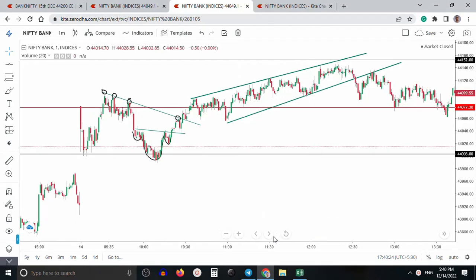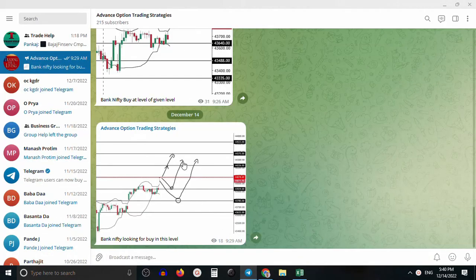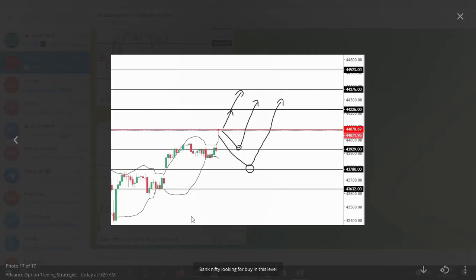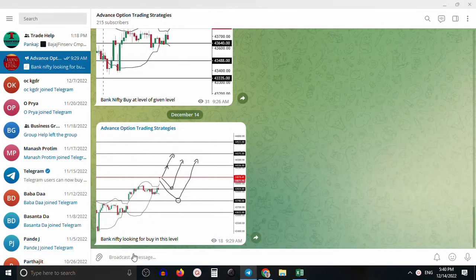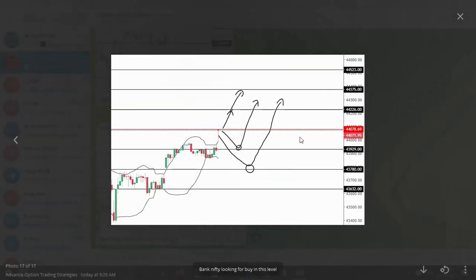Alright guys, as I said in my Telegram channel, here we are looking for a buy in Bank Nifty, at this specific level. Let me show you here. You can see Bank Nifty looking for a buy at this level. Somewhere here, so zoom in and let's check it: 44078.